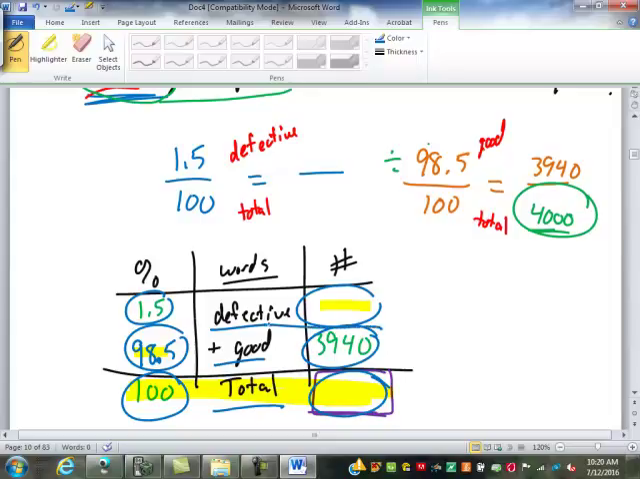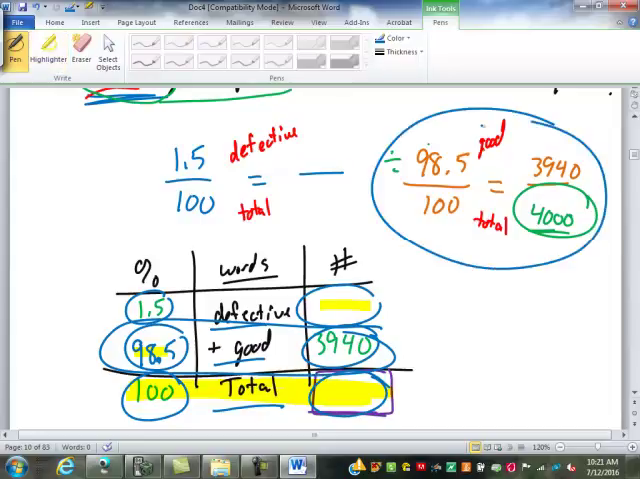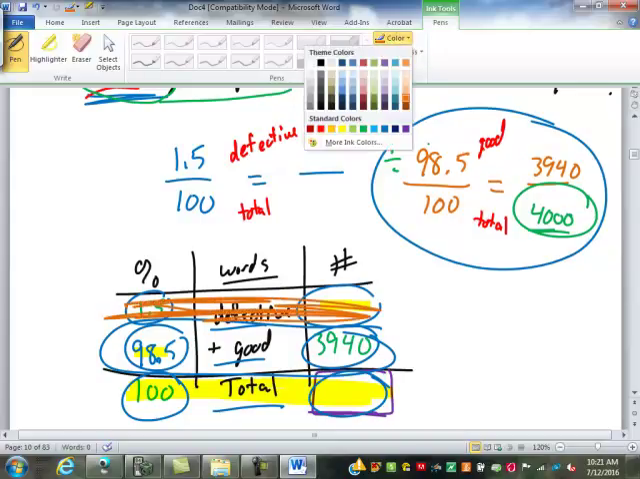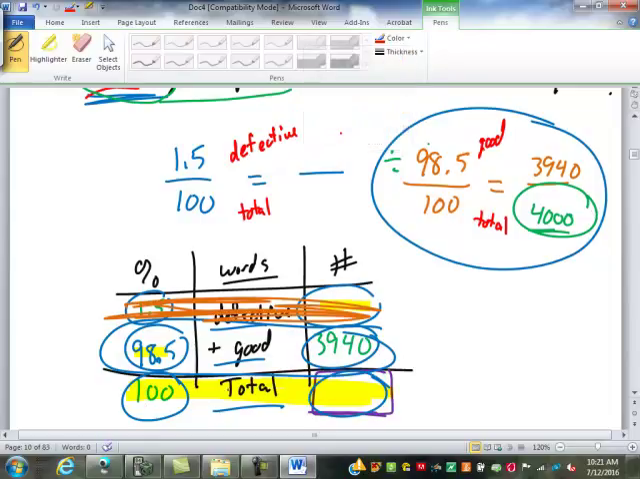So now I have this line I can use, which gives me this proportion if I wanted to pull it out. Or I can actually just do the work right in the table if I want to. I'm not going to use this top line, so I'm just going to cross it out. So I'm going to cross multiply. These two numbers are the numbers that are diagonal, so it's going to be 100 times 3,940, which is exactly what I did up here. Then dividing by the 98.5 gives me my 4,000.